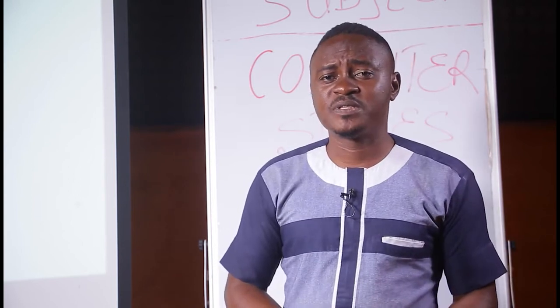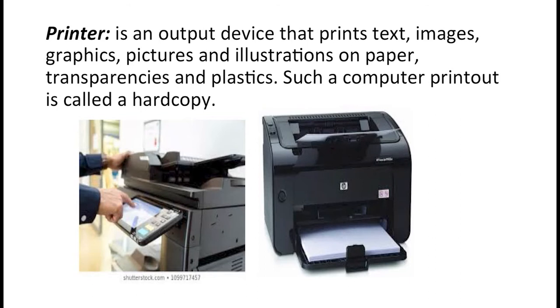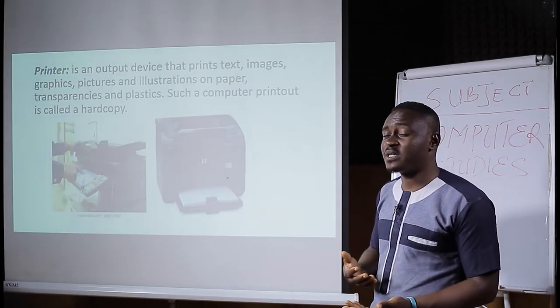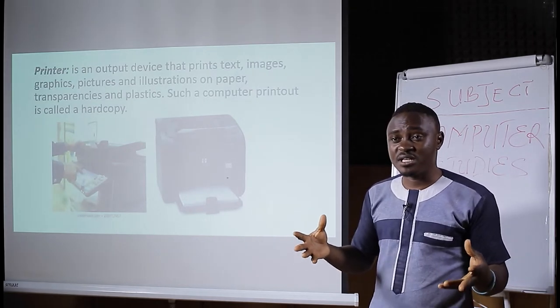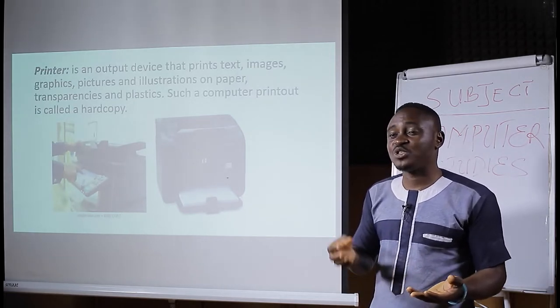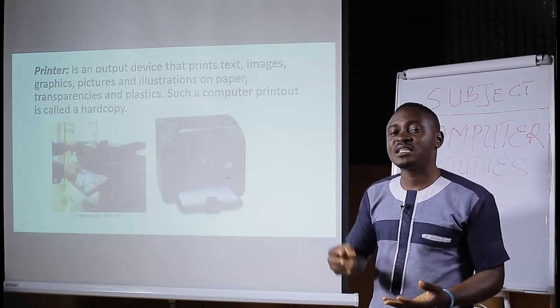Then the second output device we'll be considering is a printer. The printer is another output device that prints text, images, graphics, pictures, and illustrations on paper. That is actually what makes it a printer. It could be on paper, on transparent materials, and also on plastics, and so on. You could print a lot of documents, and the printer basically brings everything to what you can see and touch, tangible.